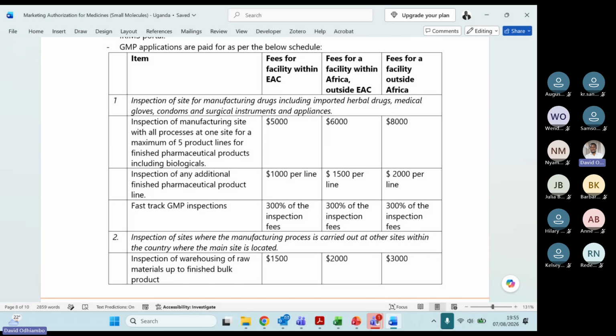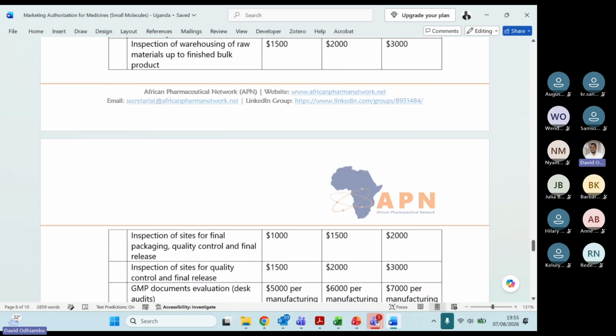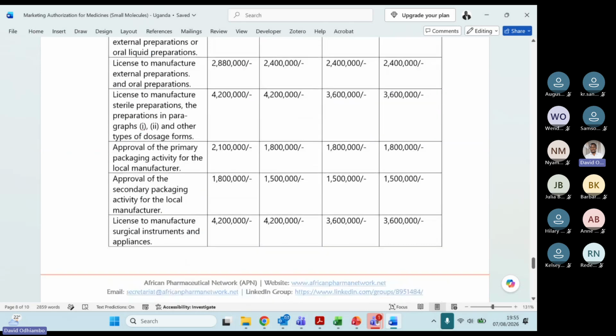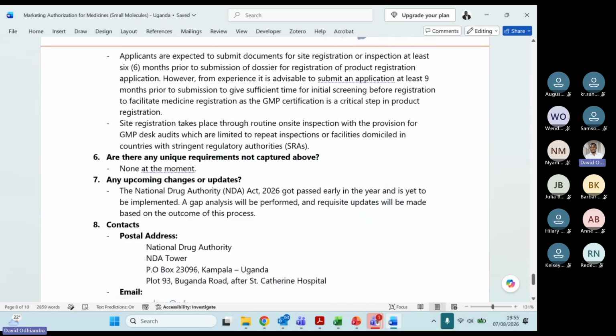That is for the main manufacturing site. Additional sites will be varied from 1,000 per line to 1,500 per line and 2,000 outside of the continent. And those fees are already available in the guidelines. So I don't want to go through the fees.